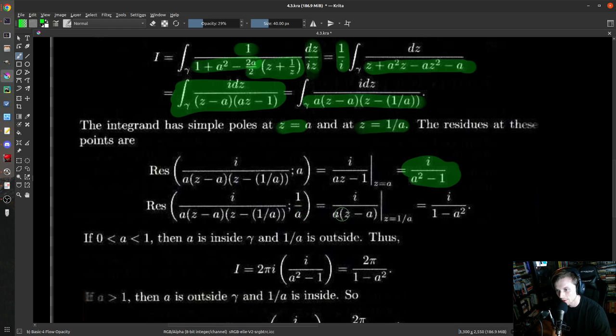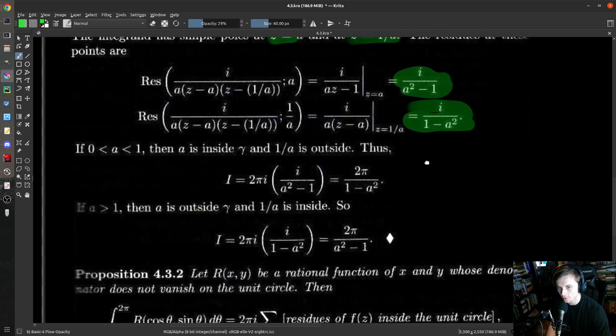And then we do the same thing on the other side, i over (az minus a). That's this first piece. It's the thing that 1 over a isn't a root of. And we evaluate that at z equals 1 over a. So I'll get i over (1 minus a squared). That's the residue there. Okay.